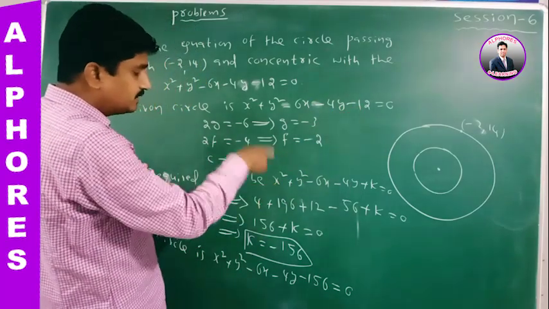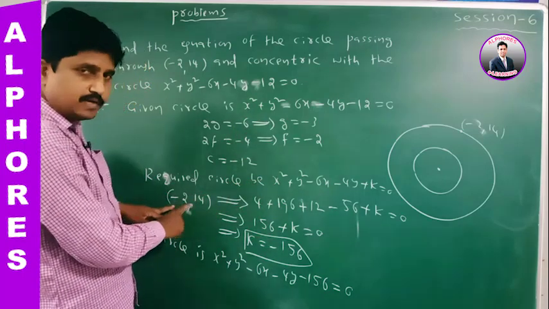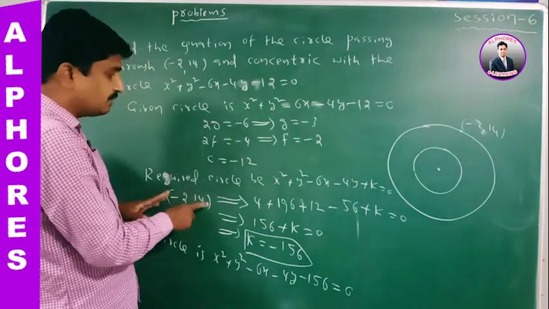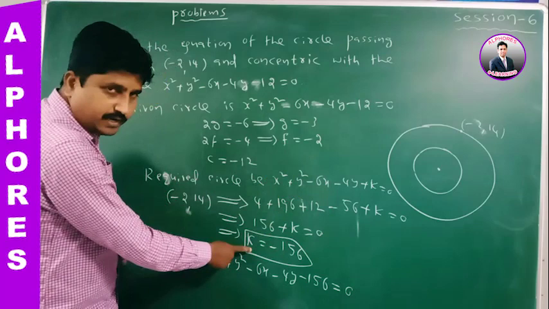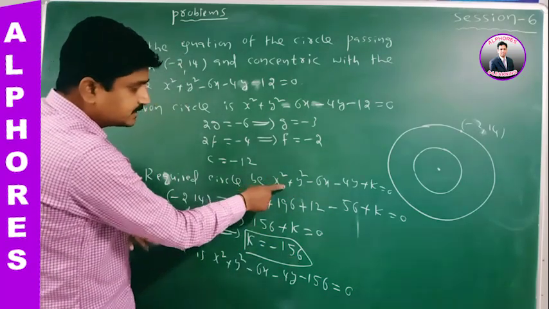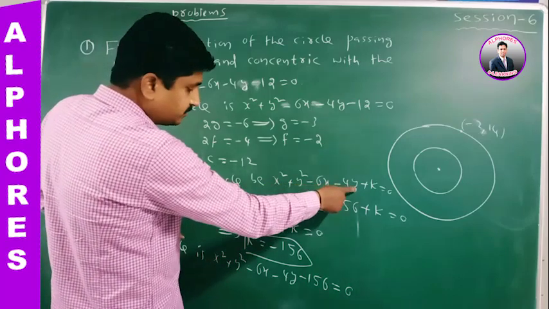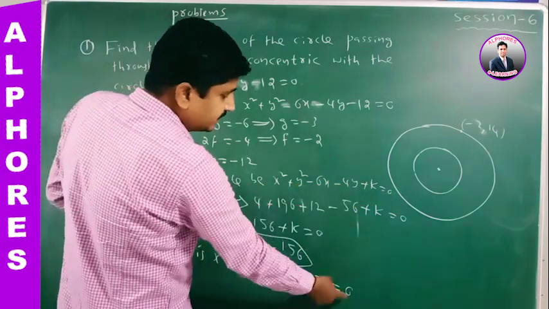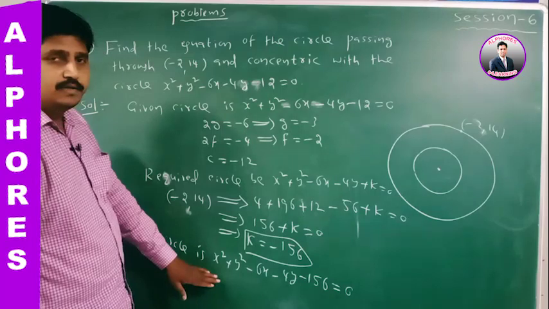In the question, the circle passes through the point (-2, 14). Substitute this point in this equation, and we get the value of k. Here k equal to minus 156. Therefore, the required circle is x square plus y square minus 6x minus 4y minus 156 equal to 0. This is the final step.